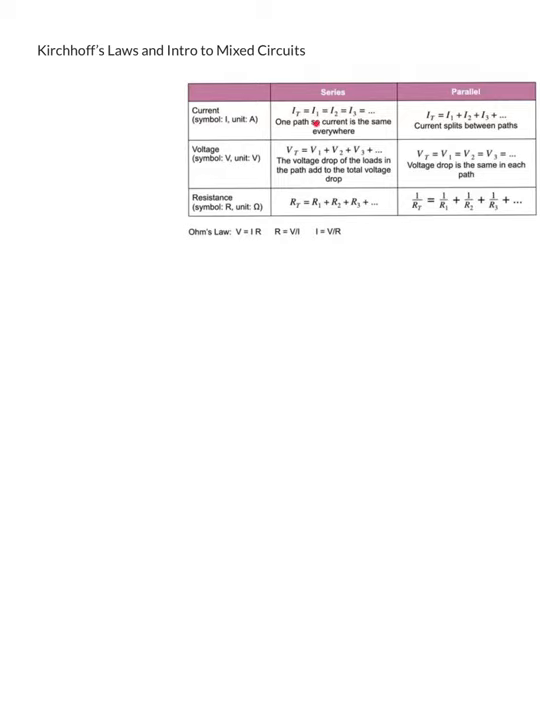In series, current is the same everywhere because we have just one path, whereas in parallel, the current splits between the paths. And for voltage, in series where there's just one path, the voltage drop in each load has to give us the total voltage. Whereas when there are multiple paths, the voltage drop in each path is equal to the total voltage. And then we have our resistance calculations. So I'm going to start with both a parallel and series circuit that we've built and go over how these laws apply to them.